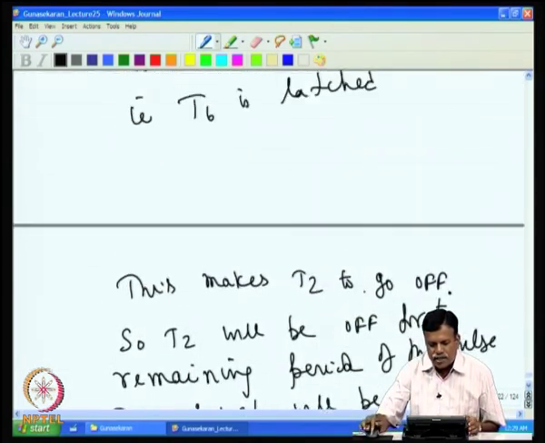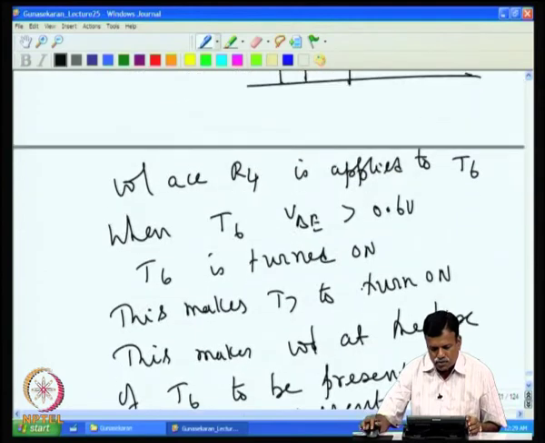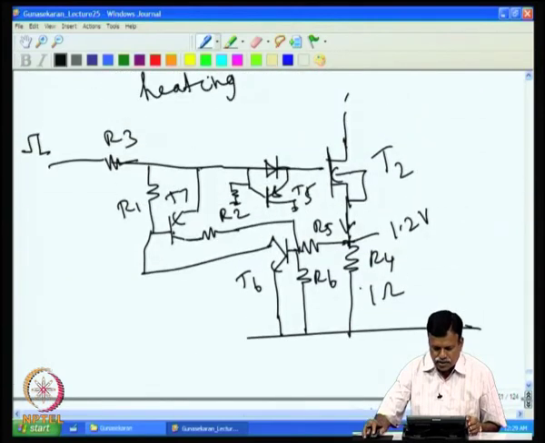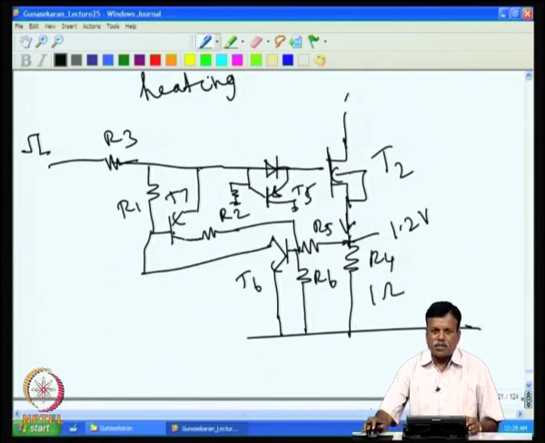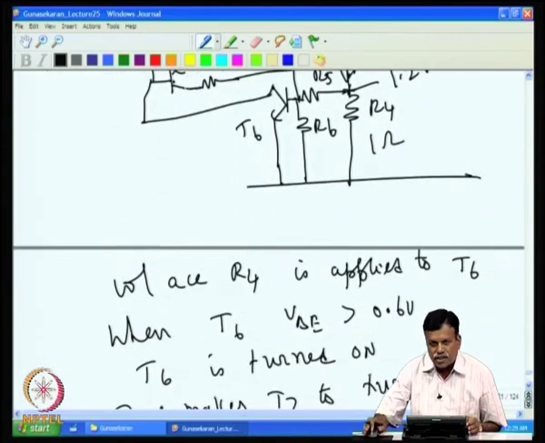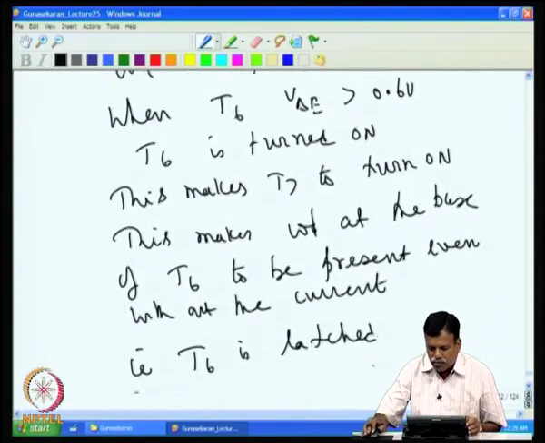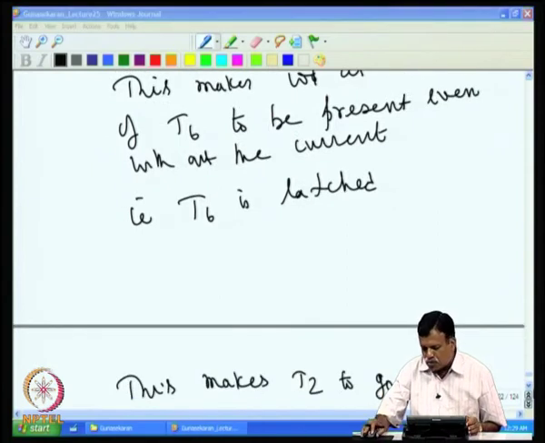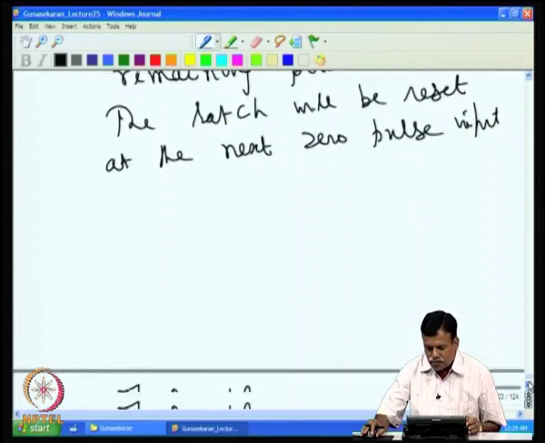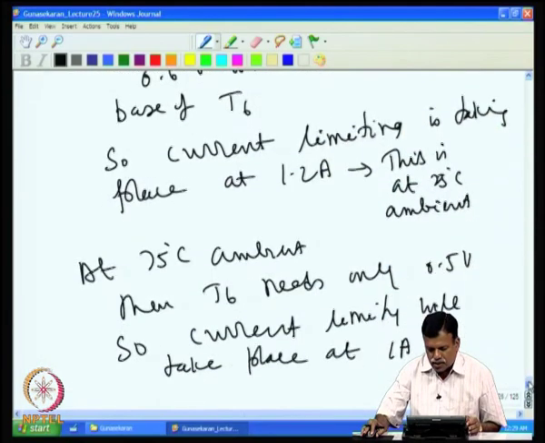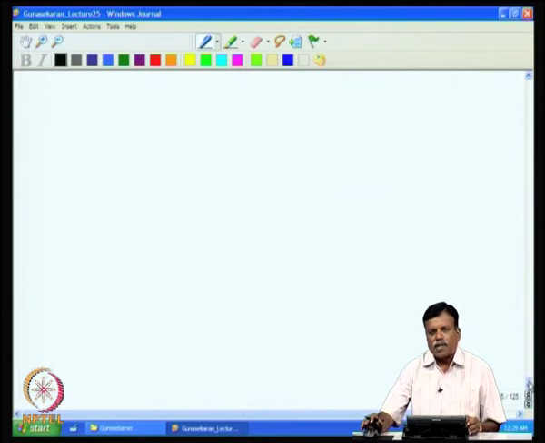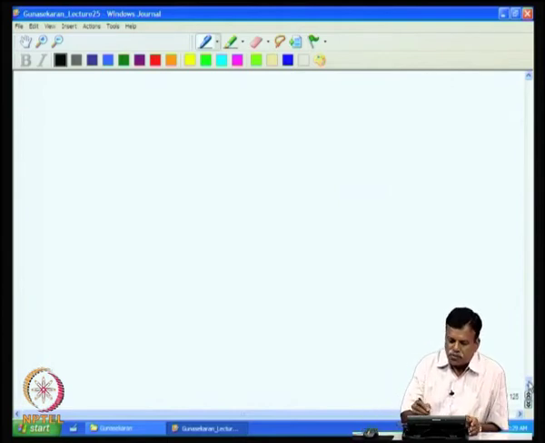So, we want to avoid this. So, how will you modify this current limiting, the drift that is occurring due to T6, because base emitter voltage drift now affects the current limiting. Now, the circuit can be modified in the following manner to compensate for the temperature drift. For example, the trick that was used in the op amp can be used again here to remove the base emitter voltage drift in this case.